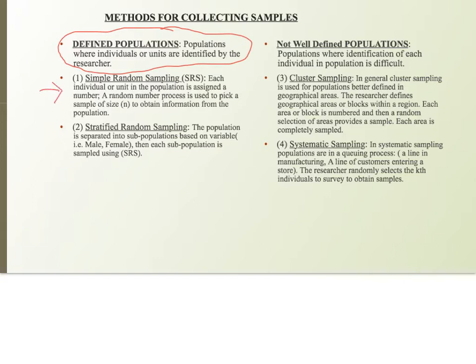So, in a simple random sampling methodology of collecting samples, each individual or unit in the population is assigned a number. A random number process is used to pick a sample of size n to obtain information about the population. So, typically, one example is, suppose I number individuals, say I have a population of 100, and I number those individuals from 1 to 100.